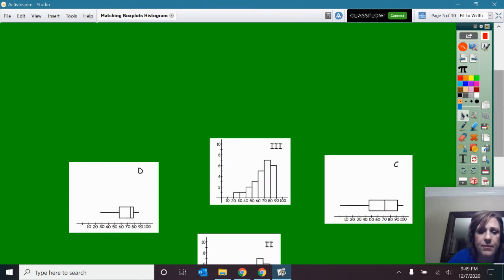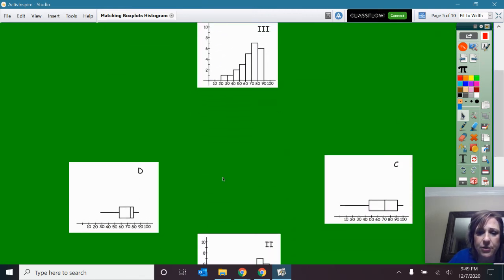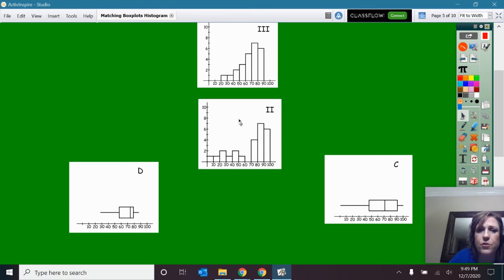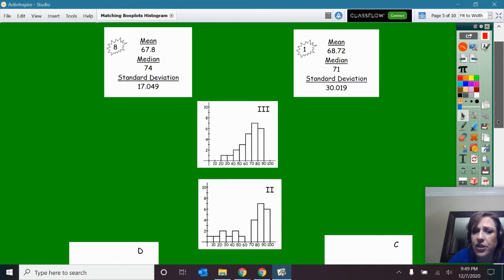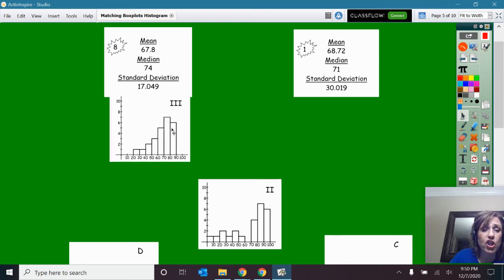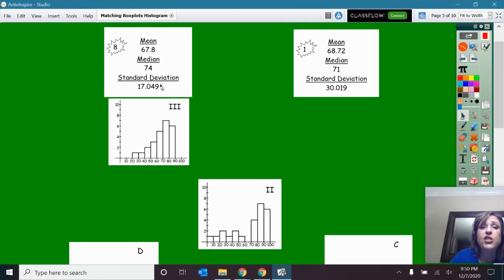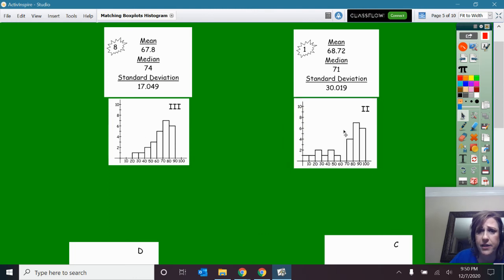So now I'm just going to take my 2 histograms. Let's look at these 2 histograms. Just by looking at these 2 histograms, can you decide which one is more varied and which one is less varied? Well, I can just tell from their range that this one, histogram Roman numeral 3, is definitely much more closely clustered together, so it is less varied. And this one is much more spread out, so it's more varied.